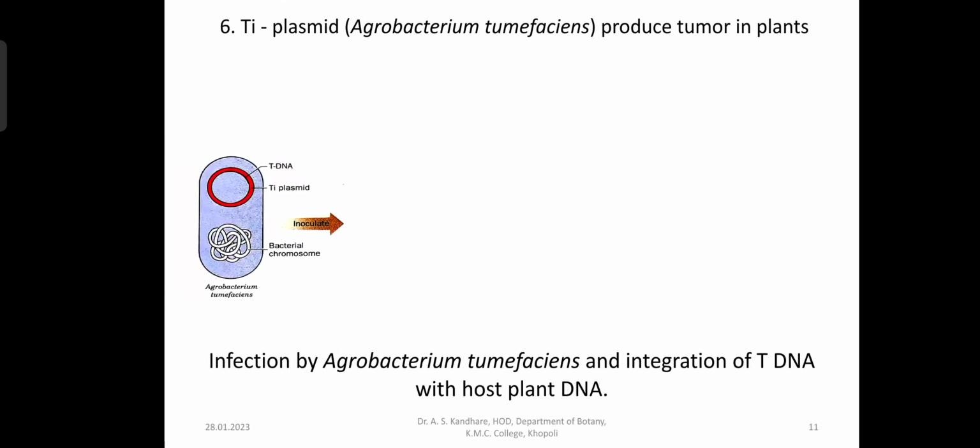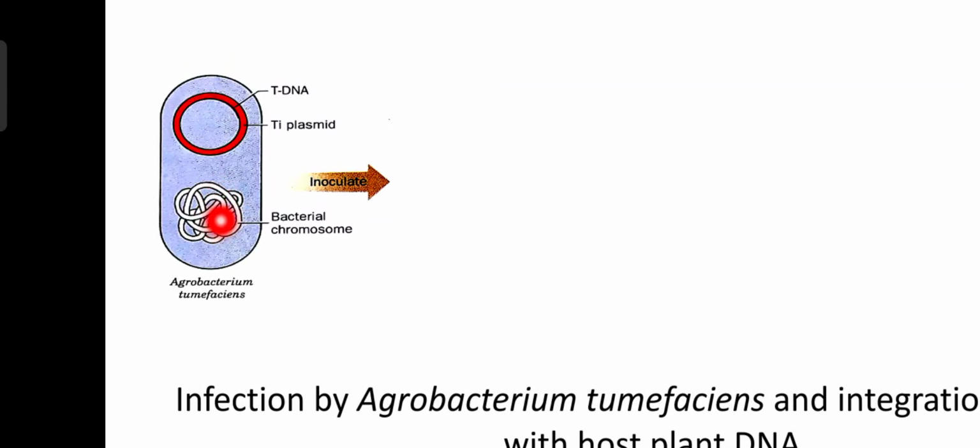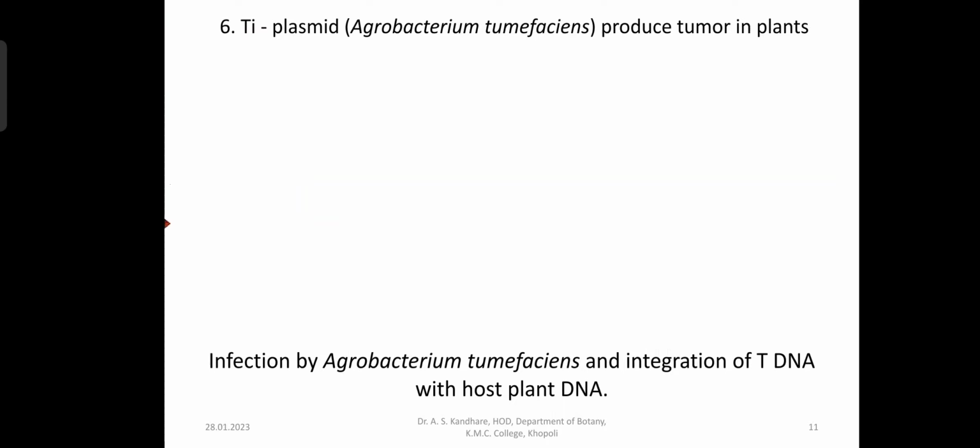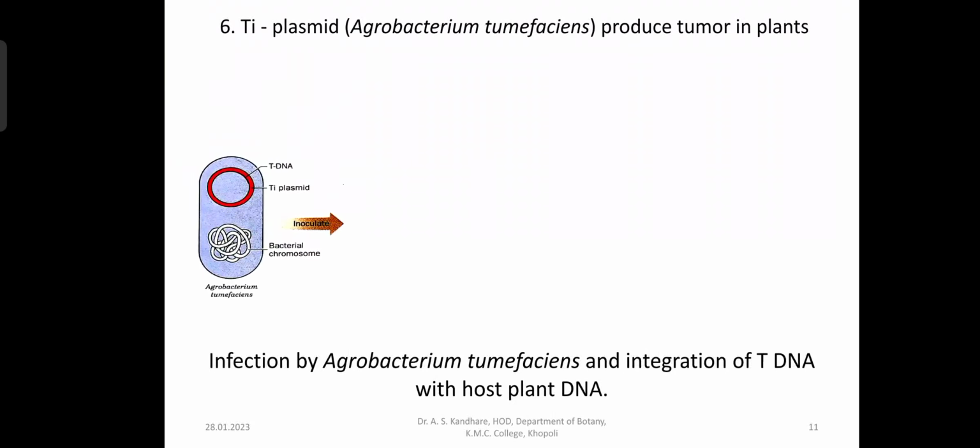So here you can see this is the Agrobacterium tumefaciens with its bacterial chromosome, that is main DNA, and this is the secondary DNA of this bacteria called Ti plasmid. So tumor inducing plasmid, and this Ti plasmid has a small segment which is important for production of tumor, called tDNA. So this is Agrobacterium tumefaciens. तो ये बैक्टीरिया पैथोजेनिक बैक्टीरिया है and this bacteria occur in soil.